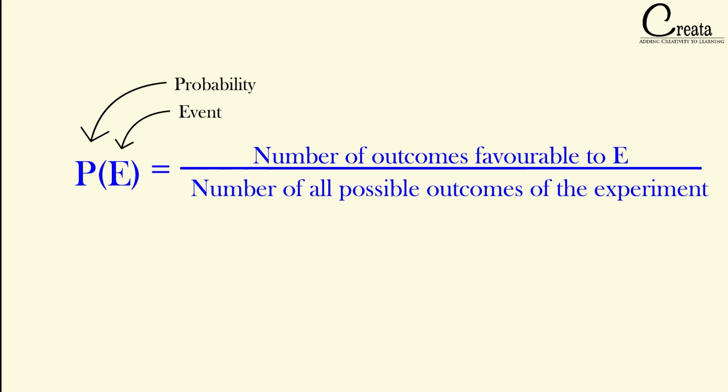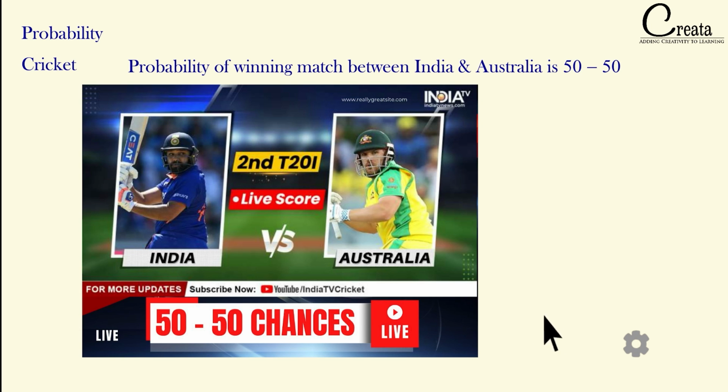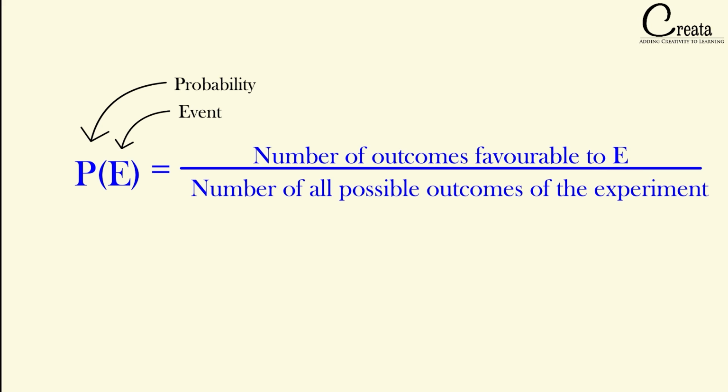The various events that we have covered in the previous lecture are the probability of getting rain on Monday, the probability of winning the match between India and Australia, either 50-50%. All these are the events that we have covered in the previous lecture. So here P(E) symbolizes the probability of happening of that event.